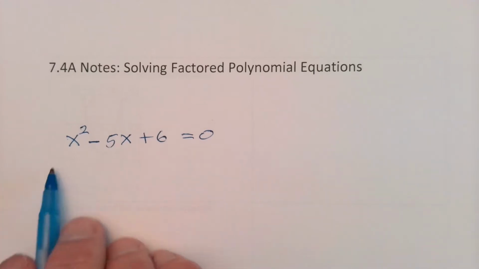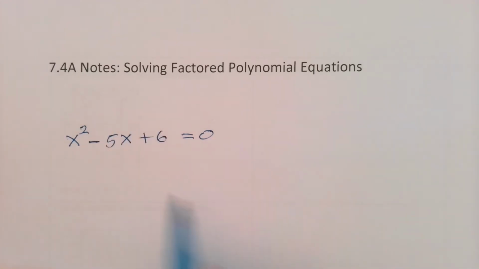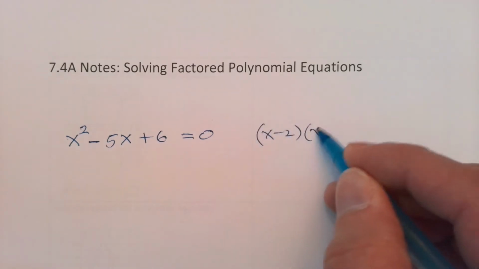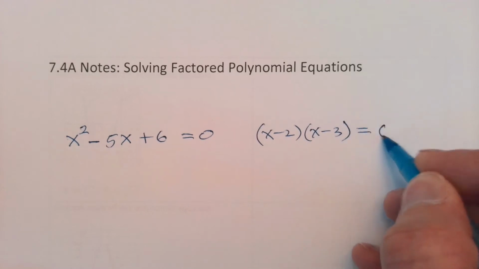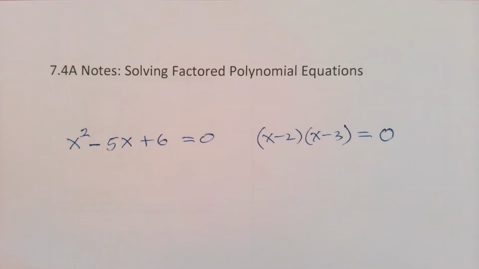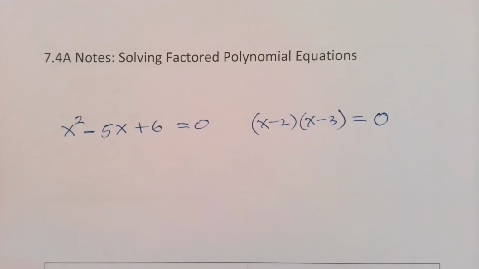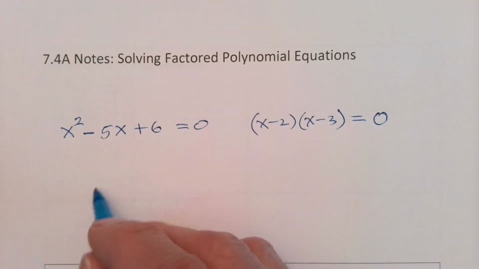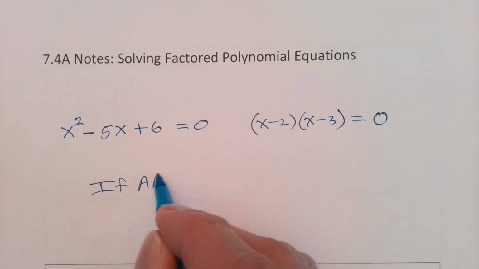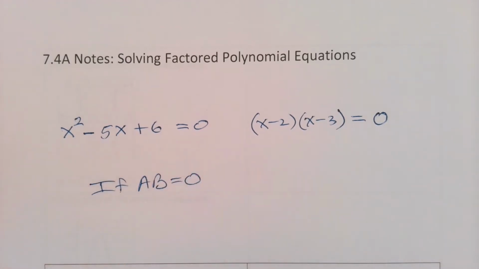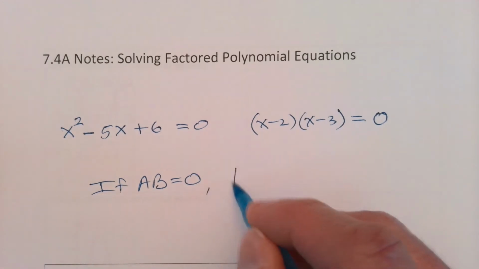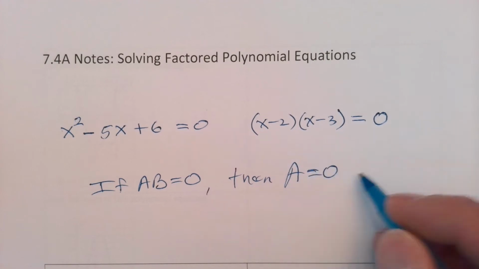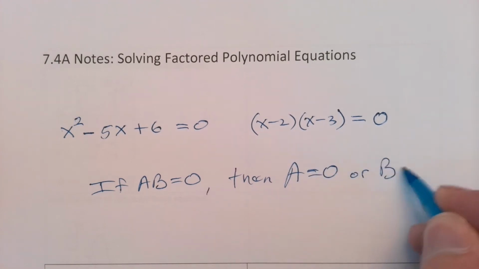But if I give you the same expression on the left in factored form, it looks like this. And now the answers reveal themselves quite easily. Well, why? There's a notion in our number system that says if you multiply two numbers, A and B, and you get 0 for an answer, then A is 0. Or, if not, B is 0. Or they could both be 0.